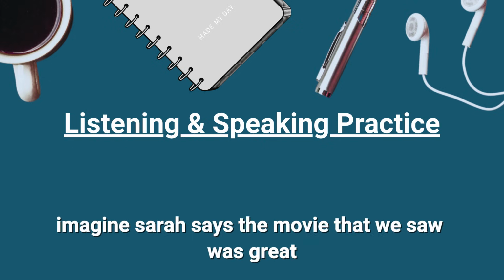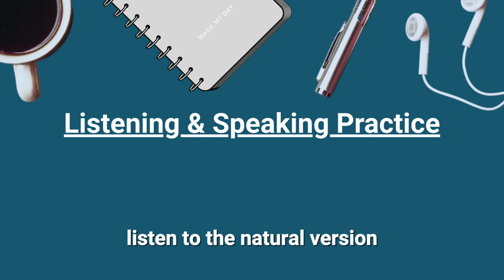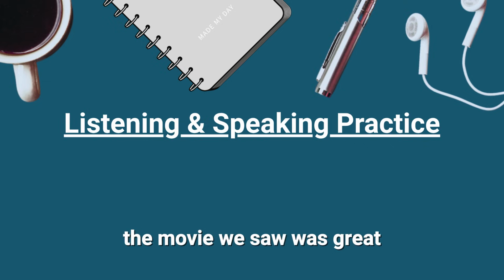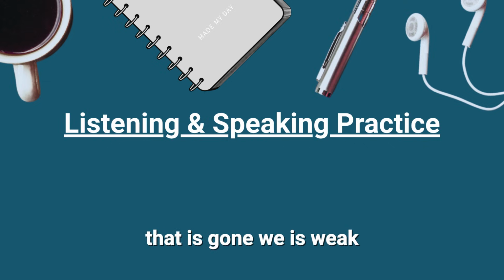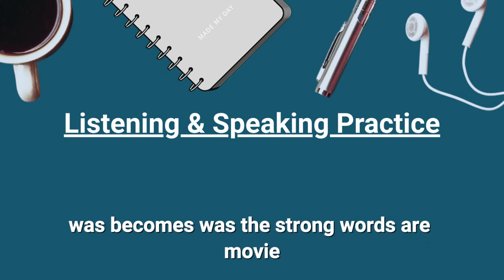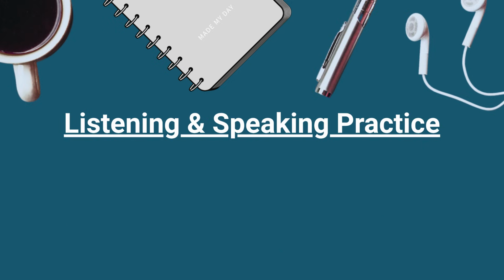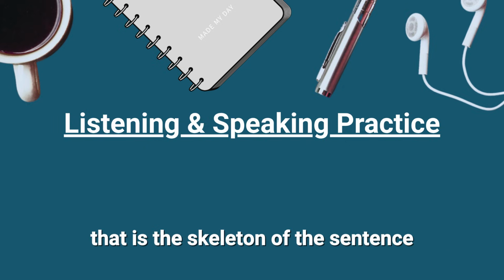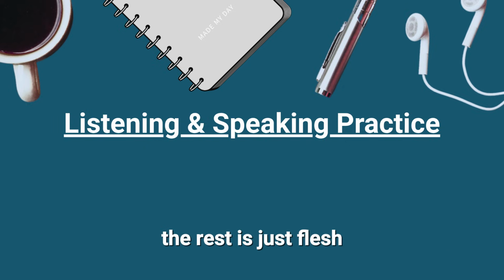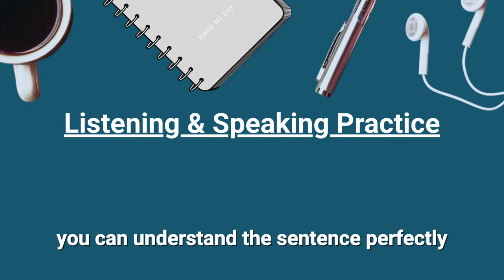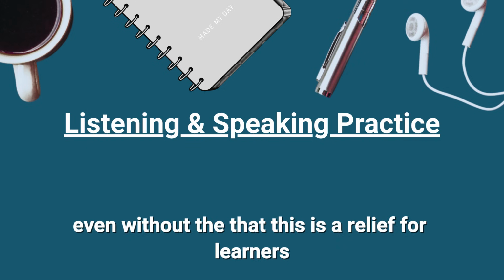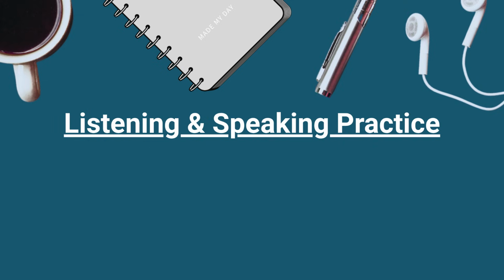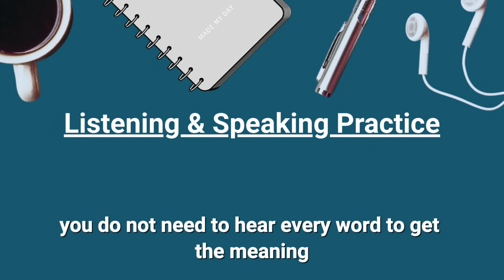Imagine Sarah says, "The movie that we saw was great." Listen to the natural version. "The movie we saw was great." "That" is gone. "We" is weak. "Was" becomes "wuz." The strong words are "movie," "saw," and "great." "The movie we saw was great." That is the skeleton of the sentence. The rest is just flesh. You can understand the sentence perfectly even without the "that." This is a relief for learners. You do not need to hear every word to get the meaning.